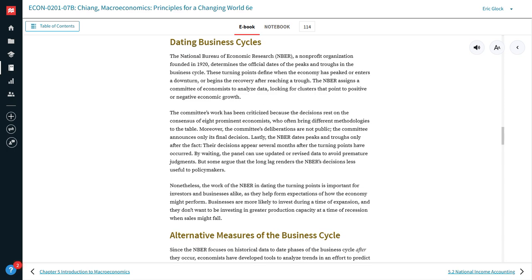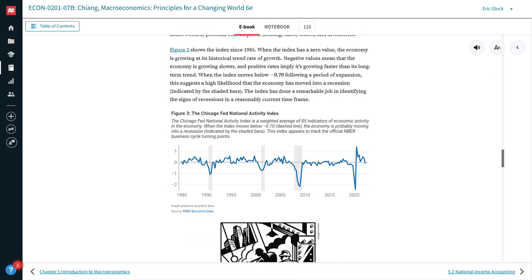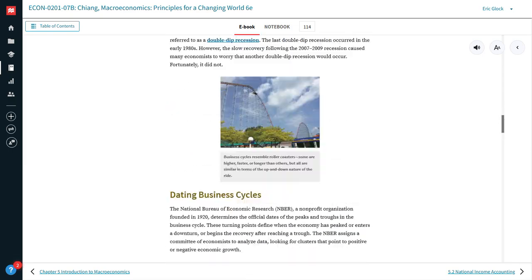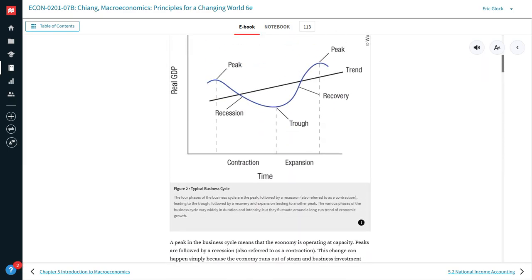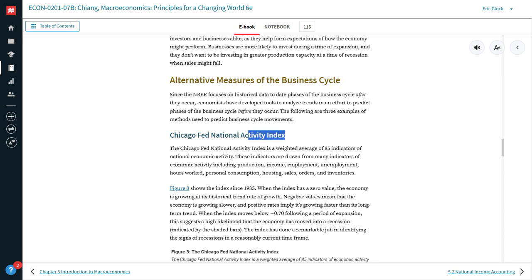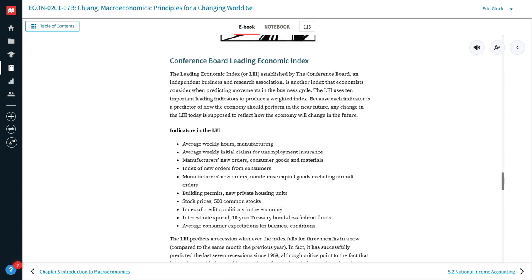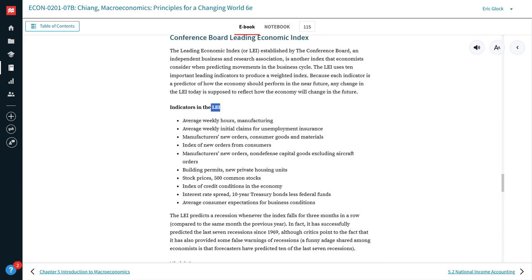NBER, okay, their report, which does not seem to have an actual name. Just remember, NBER is past, and we're going to say Chicago Fed is present. So know this. We have past, present, and then the really fun part, of course, future. And that is going to be the following two. And they are the LEI and the inverted yield curve.